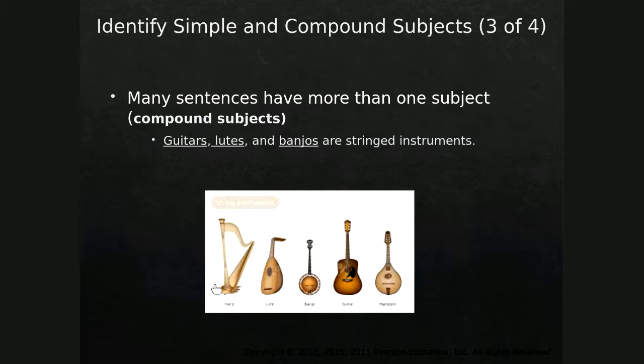So look at my picture here. This is a picture of a lute. This is a picture of a banjo. And this is a picture of a guitar. Okay? So they're instruments and they all have strings. So what is the subject in this sentence? The three of them. The instruments. How many of you think it has 3 subjects?